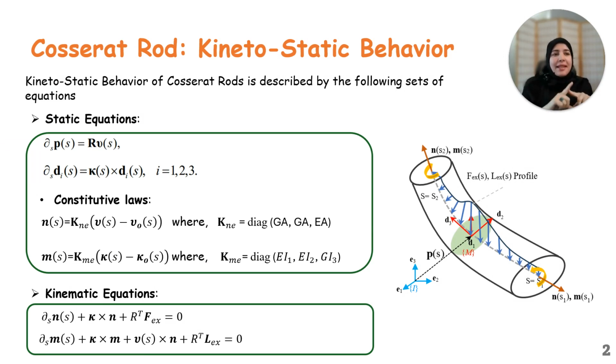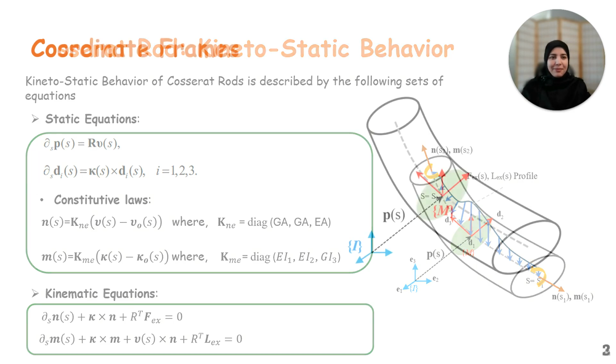First is the static equation. The static equation describes the rod's position and orientation. Next, the constitutive laws. They relate internal forces and moments to strains and curvatures. Finally, the kinematic equations describe how these internal forces and moments evolve along the rod. In this presentation, you will learn how to derive these equations in detail.